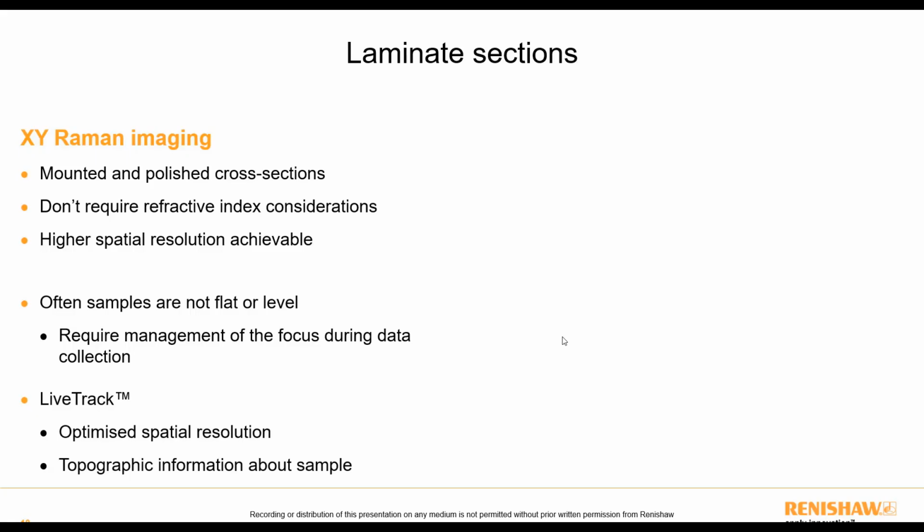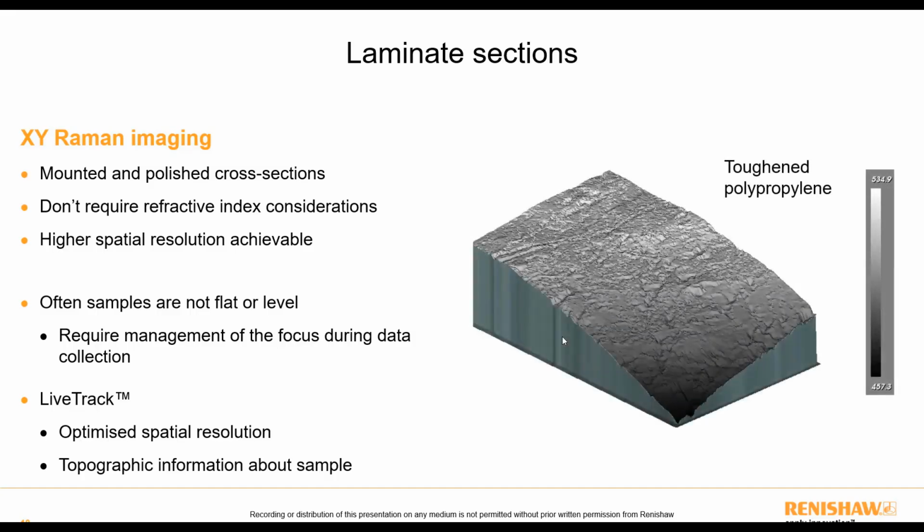So live track automatically focuses the sample as it's moved to make sure that we're in focus onto the surface of that material. Not only does that give us really high spatial resolution for our chemical images, it also gives us some topographical information about the sample surface itself.